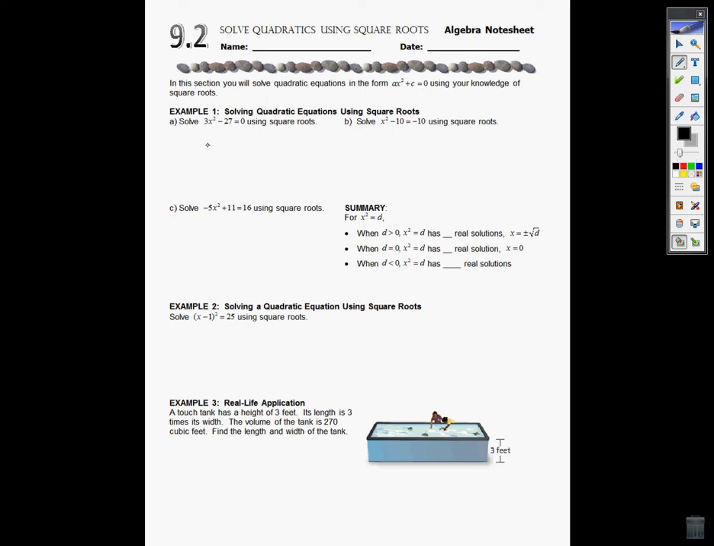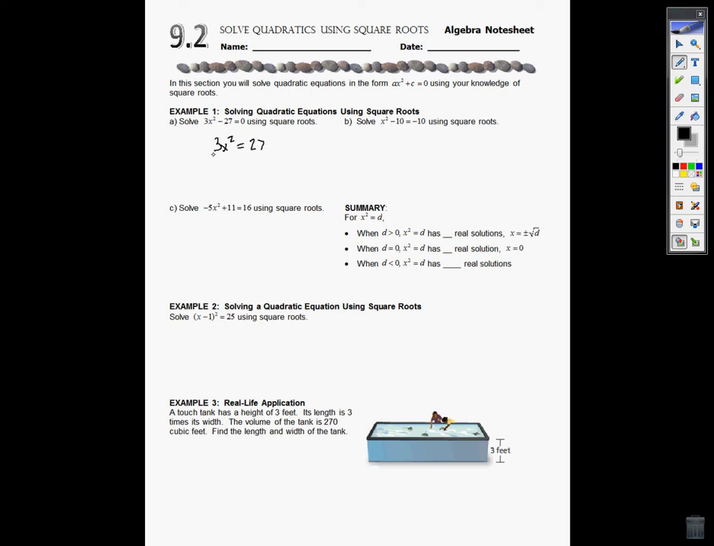So in example 1, what I want to do is solve 3x squared minus 27 equals 0 using square roots. What I'm going to do here is go by those basic rules in linear equations where I want to just get x by itself. I'm not going to try to factor or anything like that. I'm just going to do 3x squared equals, I'm going to add 27 to both sides. So adding 27 to the left side is going to get rid of it there. Adding 27 to that side brings it right onto there.